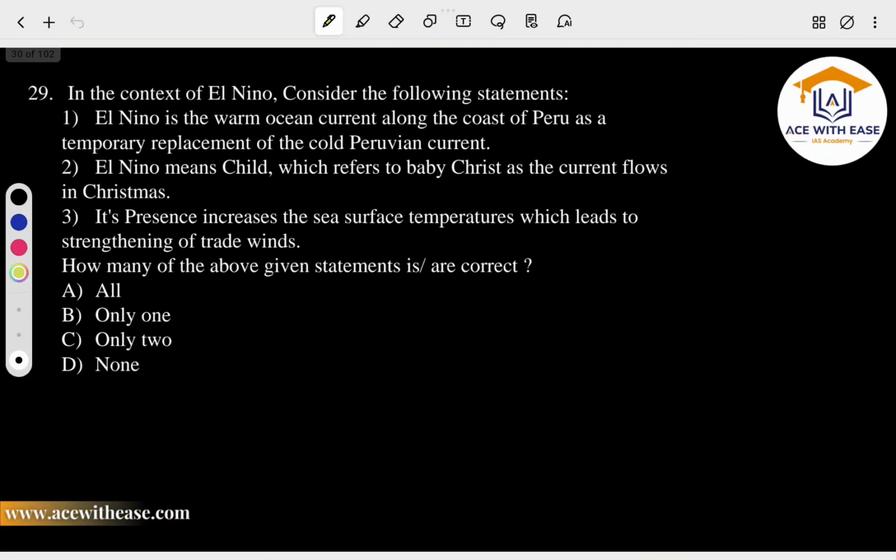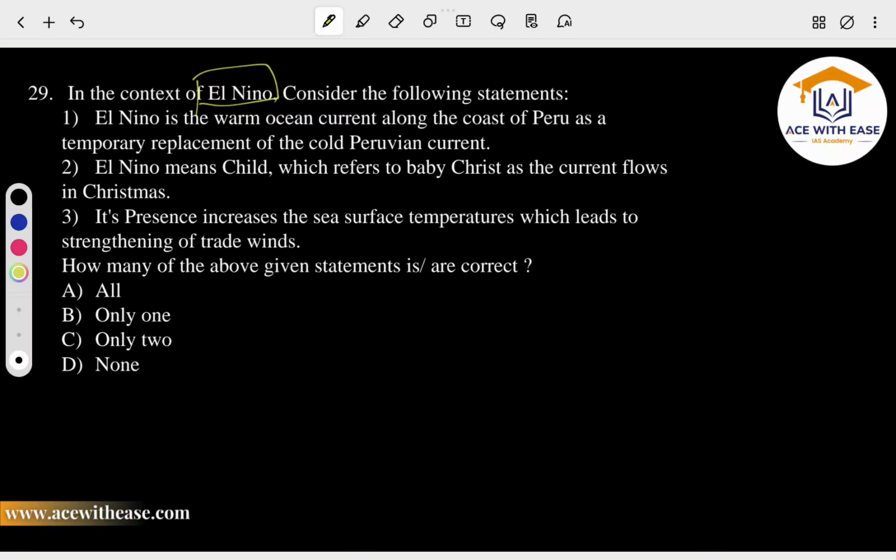Next question, 29. It is regarding El Nino. So remember one important topic which you have to revise before going towards the prelims examination: climatology. Climatology related concepts and the Indian climate. These concepts are usually one of the favorite topics of the UPSC.